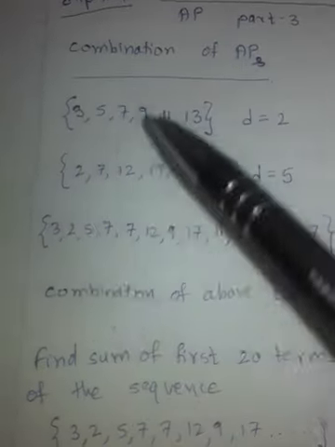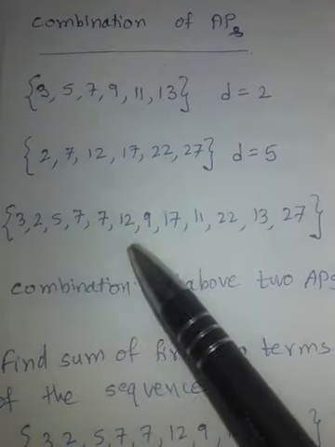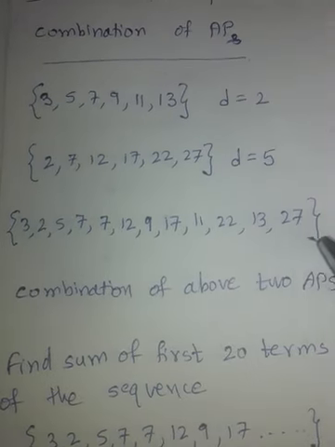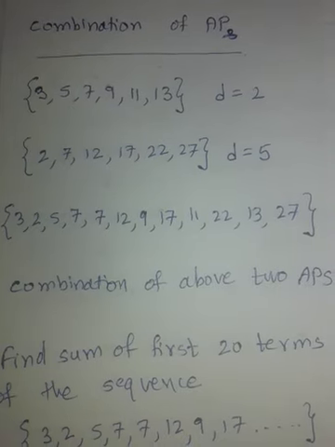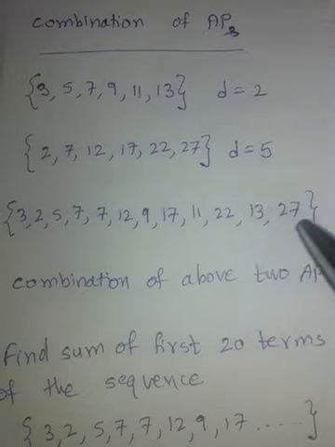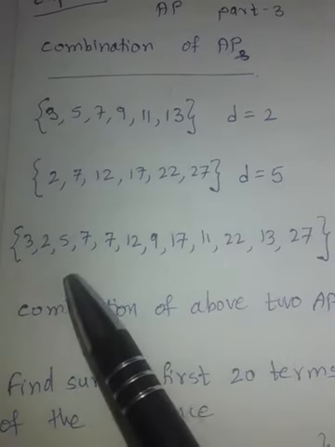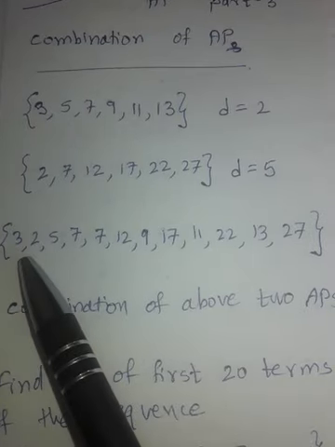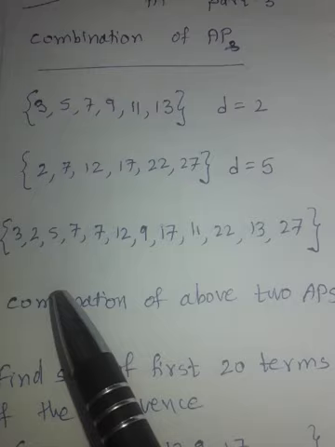I am given this AP. Forget this and this. Concentrate on this. I am given this sequence and I am asked, say, find the sum of the first 100 terms or find the 25th term of this sequence. And then I started observing it. Is it AP? Sometimes it is increasing, sometimes it is decreasing, sometimes it is constant.